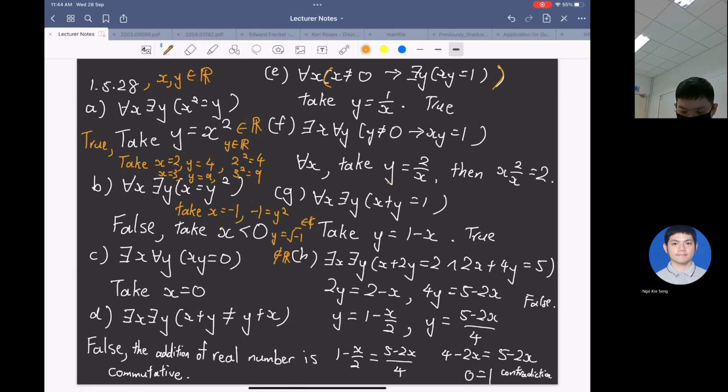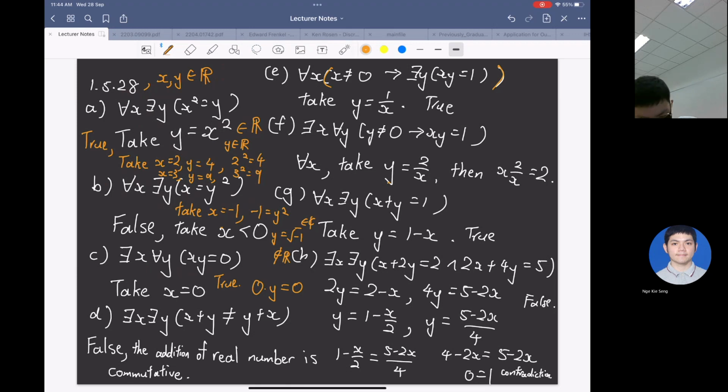C. There exists an x such that for every y, xy equals 0. True or false? True. Why? We take x as 0. Then whatever number you multiply with 0, you always get 0.